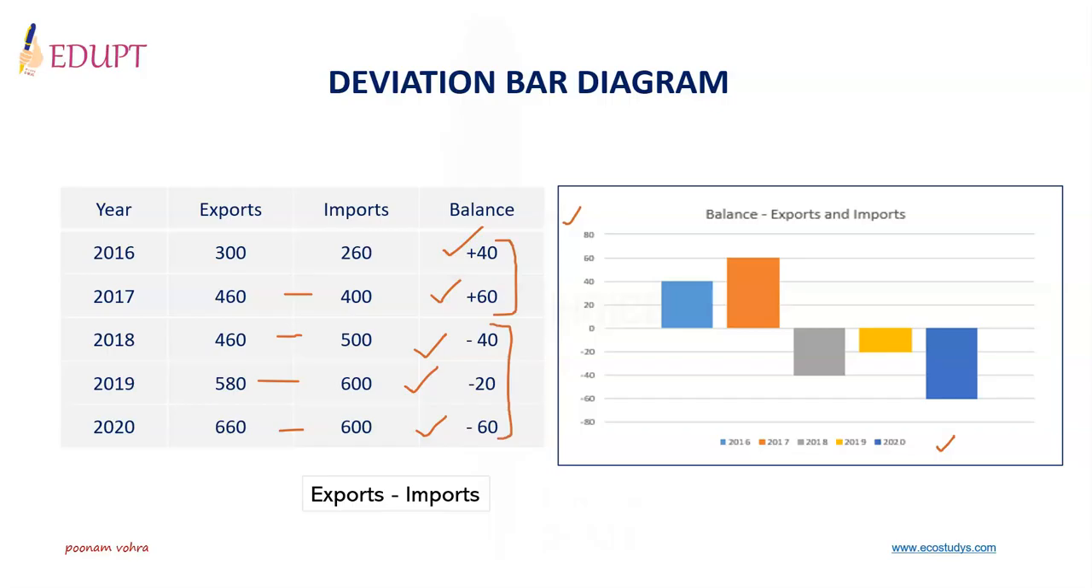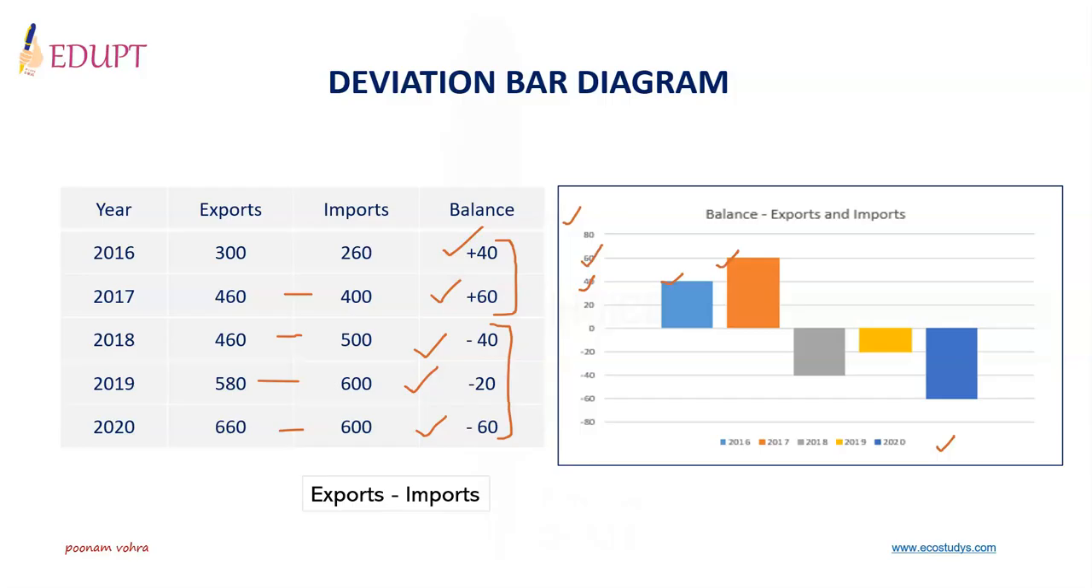So here we represent the values taken as 0 till 80 as positive ones and 0 till minus 80 in the negative. And by coordinating the year with the balance, one can make a bar. So first case is 40. So we have this point against 40. Second point is for 2017, it is plus 60. So this is the point. One can always make it.